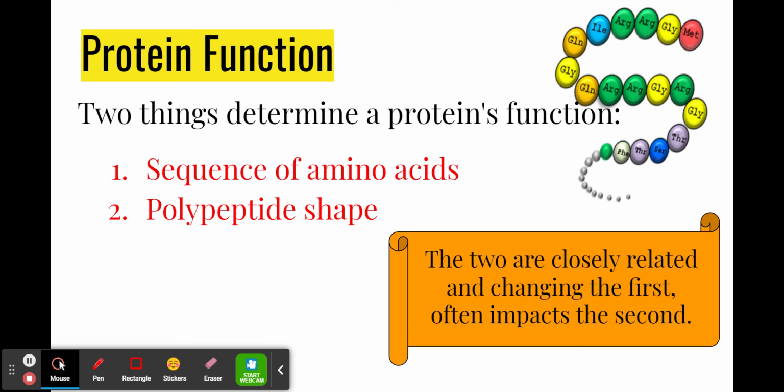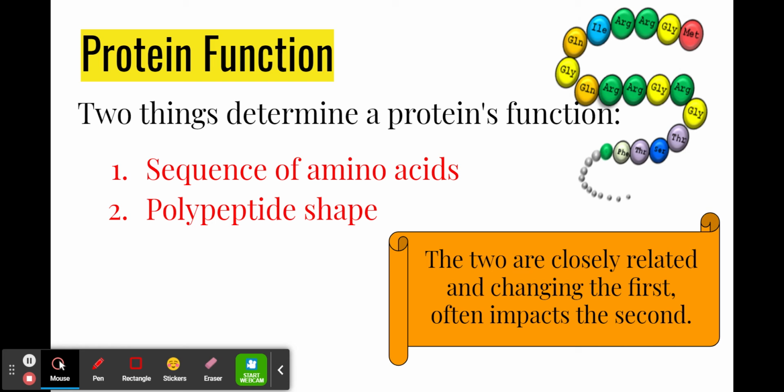The two things that determine a protein's function are, one, the sequence of amino acids. I alluded to this when we were talking about the idea of butt versus tub. You just swap two letters, but it means something totally different. Same thing with proteins. So the sequence of amino acids is really going to determine its functionality. And then two, also the shape of the polypeptide. And one and two are really interrelated things.